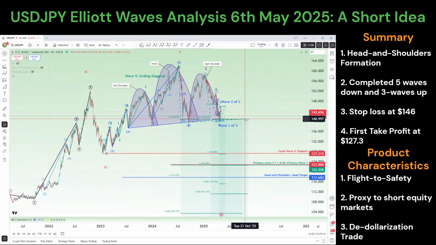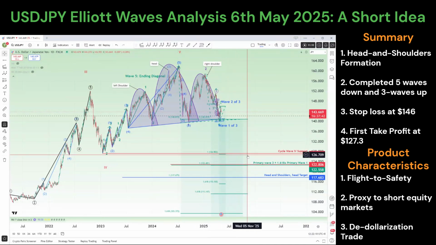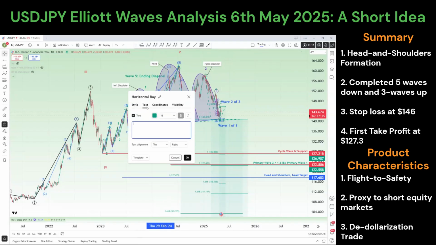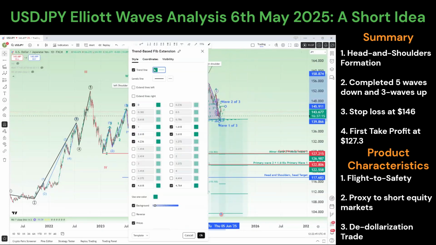For 1:1, that means this wave one equals wave three. We have this target over here. Now this is very close to the wave four support. So this is, I would say, minor degree wave three equals minor wave one. Okay, and the next is actually here, because this is a bit far away. Hold on, let me just see if I can change this color because I have two greens over here.